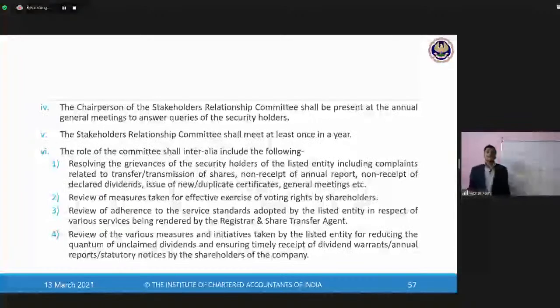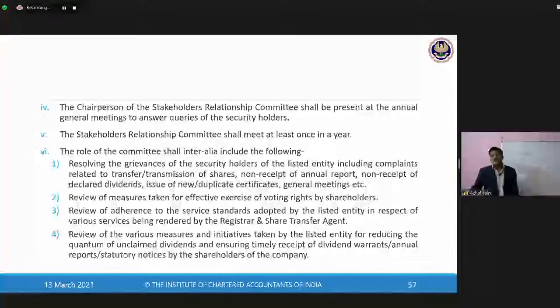Resolving the grievances of security holders, including complaints related to transfer, transmission of shares, non-receipt of annual report, non-receipt of declared dividends, issue of new or duplicate certificates, general meetings, etc. Review of measures taken for the effective exercise of voting rights by the shareholders. Review of adherence to the service standards adopted by the listed company in respect of various services being rendered by the registrar and share transfer agents.